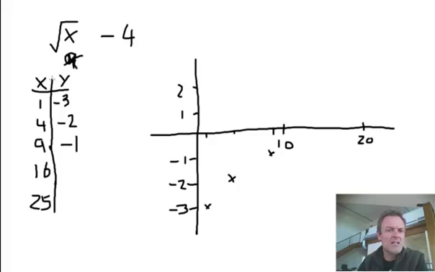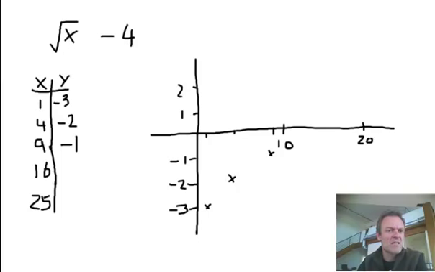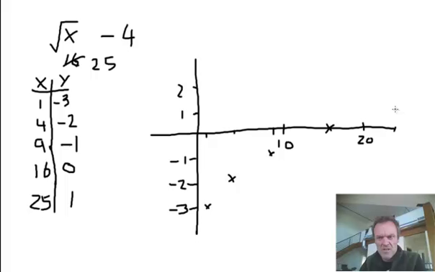Okay, how about when x is, let's erase some of this, that's huge, sorry, when x is 16, I can square root 16, it's 4, 4 take away 4 is 0, so when x is 16, which is somewhere over here, y is 0. And finally, when x is 25, what's the square root of 25? That's 5. Take away 5... take away 4, that's 1. So when x is 25, which is somewhere over here, y is 1.